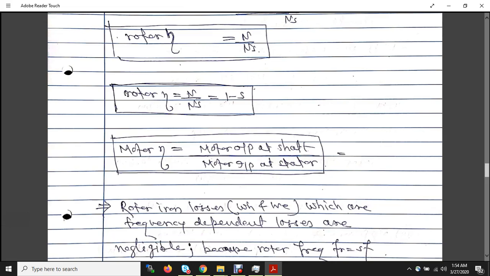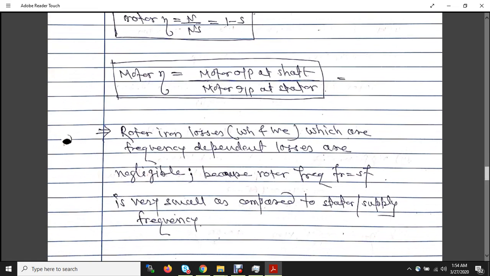Now finally, the motor efficiency equal to motor output at the shaft divided by motor input at the stator. Now here the rotor iron losses are nothing but the hysteresis losses and eddy current losses, which are frequency dependent losses, and they are negligible because the rotor frequency fr equal to Sf, which is very small as compared to the stator or supply frequency, and therefore the rotor iron losses are negligible.